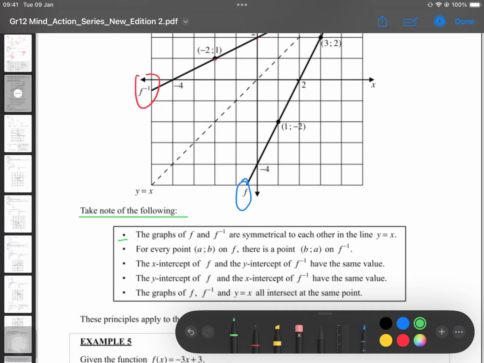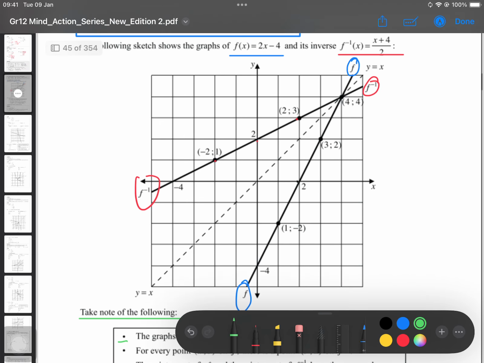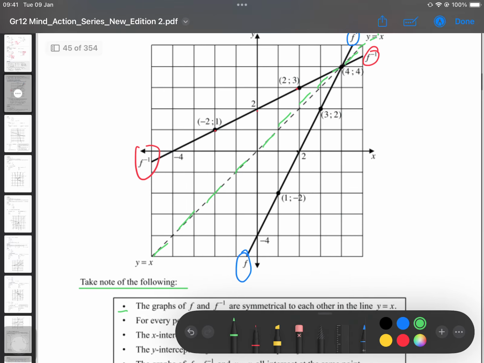Point number one, the graph of f and the inverse are symmetrical to each other in the line y equals x. So they're symmetrical around this line, if you look at them.